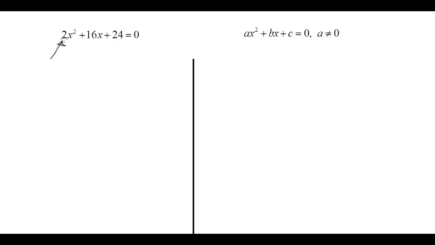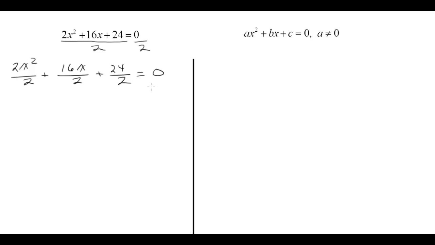We inspect the leading coefficient to see if it's 1. Well, it's not 1, so we have to make it 1. How do we make it 1? We divide by 2. And of course, if we do it to the left-hand side, we must do it to the right-hand side. So we're dividing by 2, so we're going to distribute the division over the addition thusly. It's going to be 2x squared over 2 plus 16x over 2 plus 24 over 2. In other words, if I divide a trinomial by 2, that's the same as dividing each of the monomials by 2. And 0 divided by 2 is just 0. 0 divided by anything is 0.